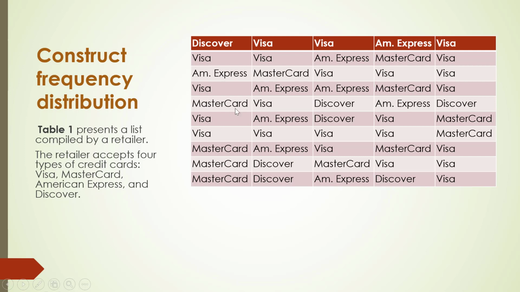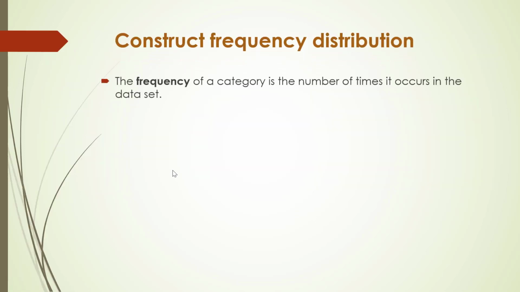So frequency is basically the number of times a category appears in the data set. For example, Discover: we have 1 Discover, 2 Discover, 3 Discover, 4 Discover, 6 Discover, and 7. So Discover occurs 7 times in the data set. So the frequency of a category is the number of times it occurs in the data set.